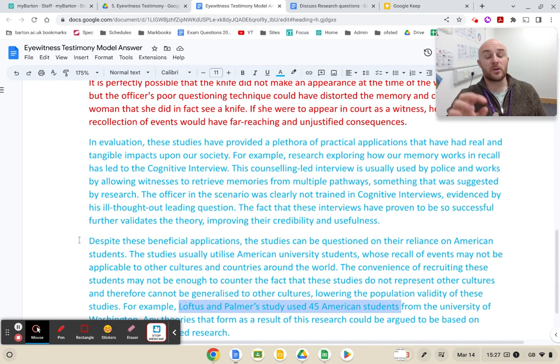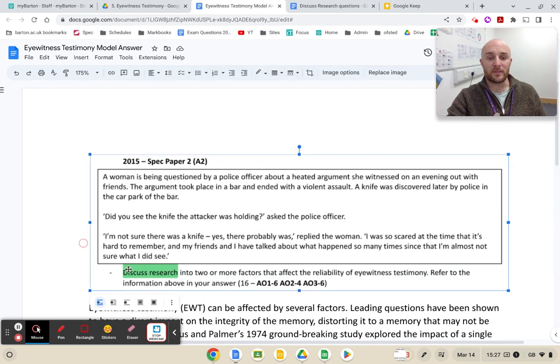Now, students do not do well with these questions. The main reason is they do not like this discuss research. When we're talking about discuss research, we're talking about research as a whole. You're not evaluating Johnson and Scott. You're not evaluating Loftus and Palmer. You're evaluating the field as a whole. Now, that's fine. Hopefully you get that and understand that.